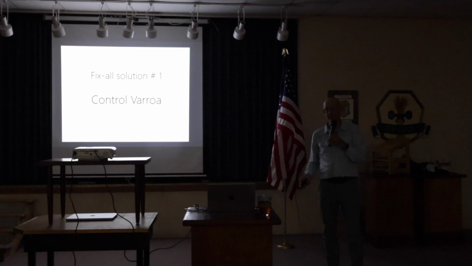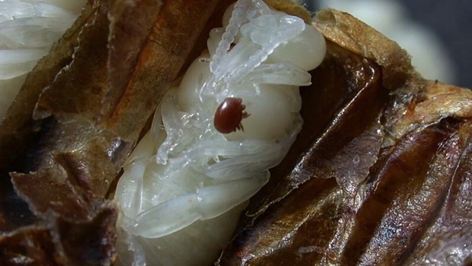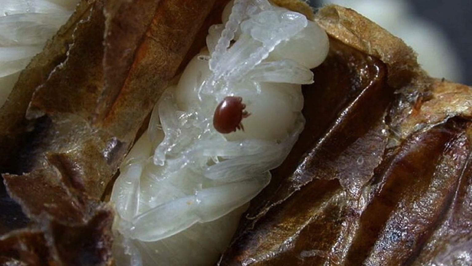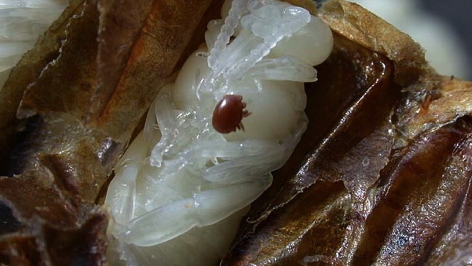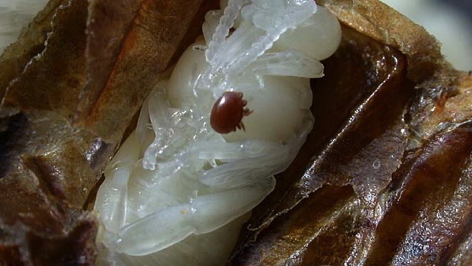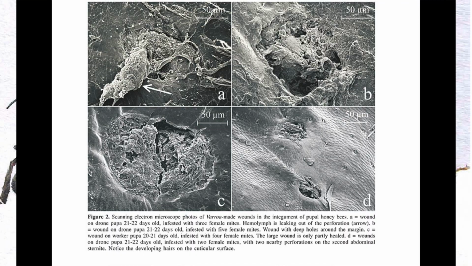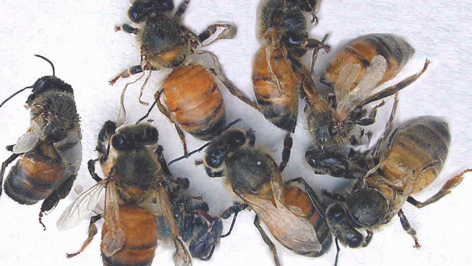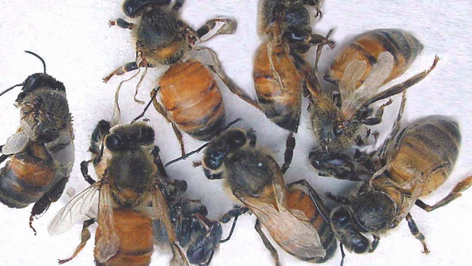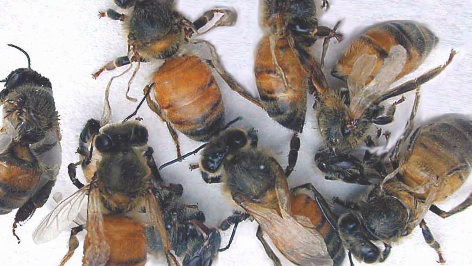Okay, so what else can we do? Number one, the fix-all solution: control varroa mites. Varroa mites, especially when it comes to viruses, are key to their spread. Keeping varroa mites under control is key, because they're making holes in the adults and the larvae. Deformed wing virus, for those of you who are new, if you looked into your colonies this fall, you may have seen it. It means your varroa mites are high.